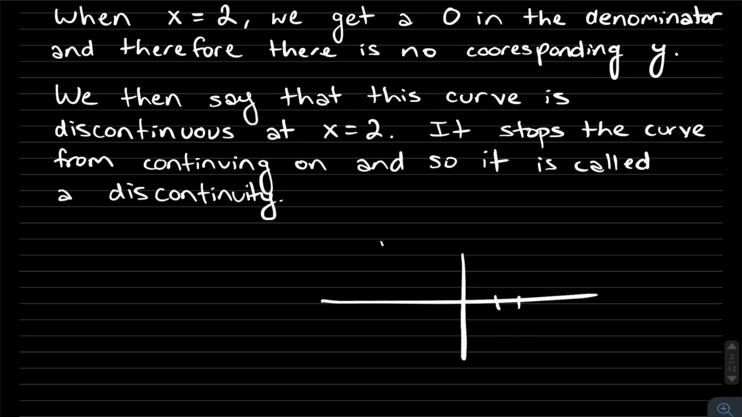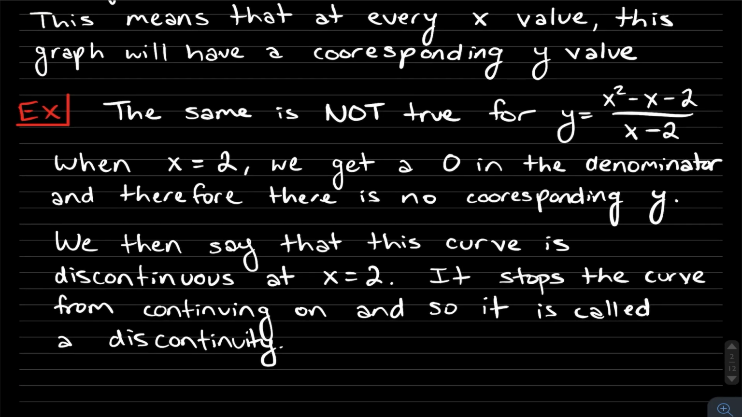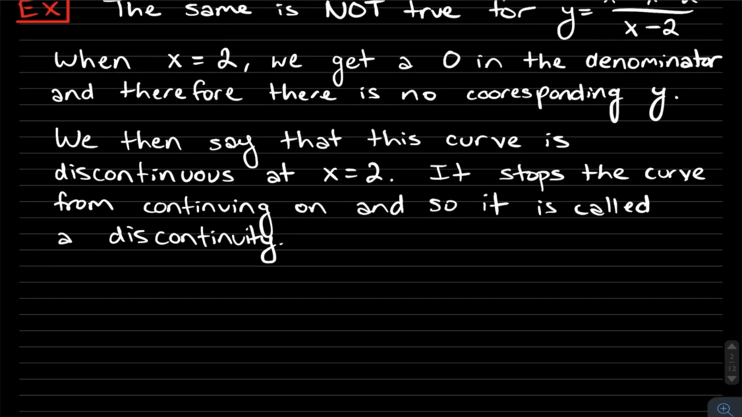But at x equals 2, maybe it's a hole, or maybe it is something like this, where it does an infinite discontinuity. So there are different types of discontinuities that you can get, but the whole point is that that is something you would call discontinuous at x equals 2, because it's not just continuing on, it's getting stopped.